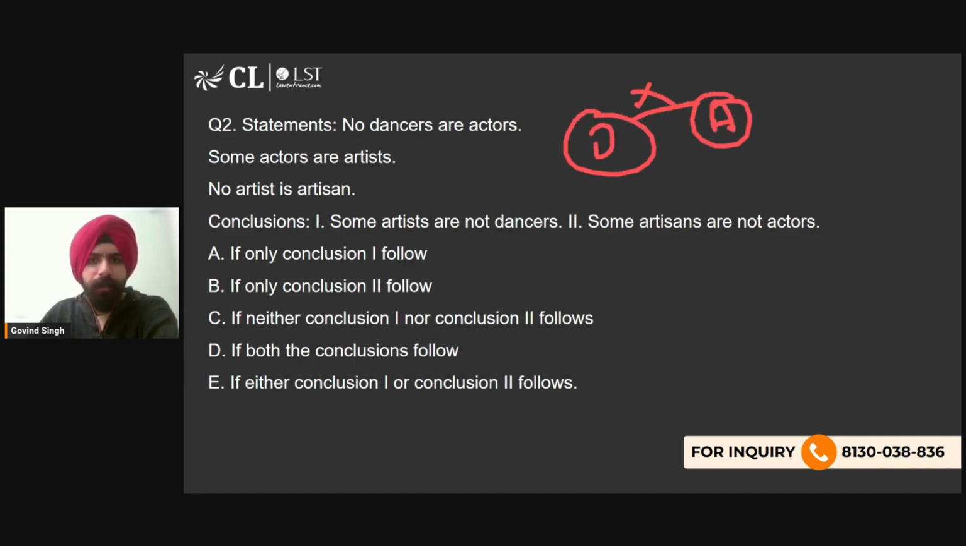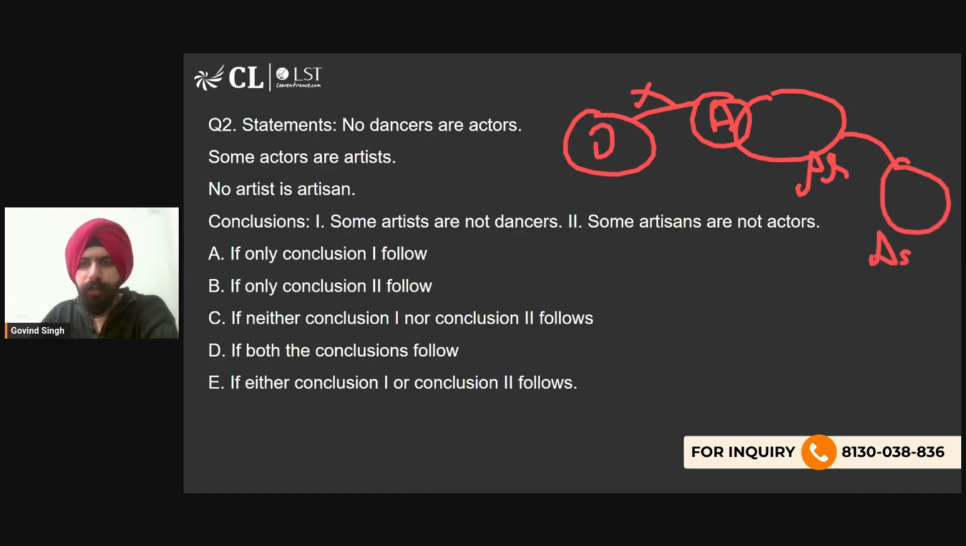Okay, some actors are artists. So, we'll mark artists like AR. Okay, some actors are artists. Then we have no artist is artisan. No artist is artisan. So, let's mark them as AST. Okay, so this cannot happen. All right, some artists are not dancers. Okay, so we have no dancers are actors, and some artists overlapping with actors.